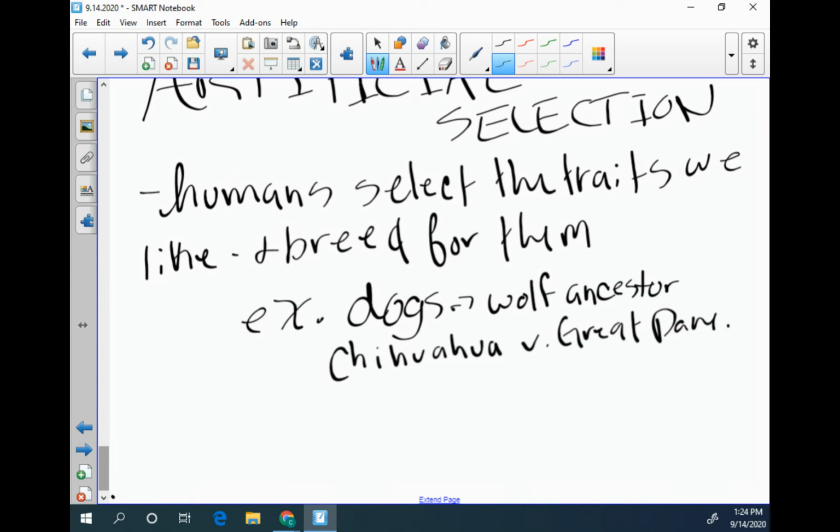Humans influenced how those populations changed over time. Another example is food. We do this all the time. If one specific corn plant gives us healthier, more nutritious corn, or more corn per plant, we will breed those together and get our outcomes.